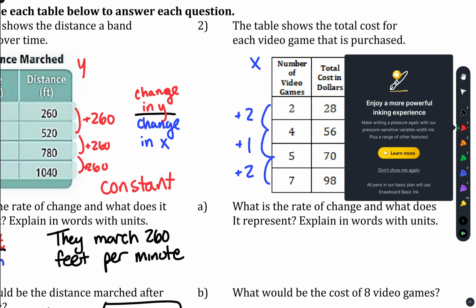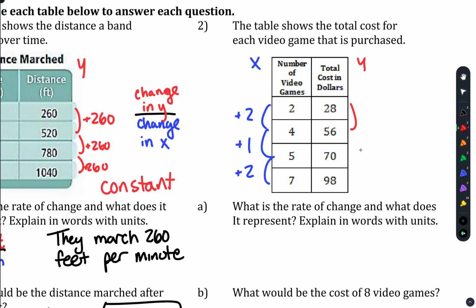Let's check the other side, though. What am I going up by every step here? What do I go up by? 28 to 56. Yeah, James? Okay, what about this next one? Anybody? What about the next one?